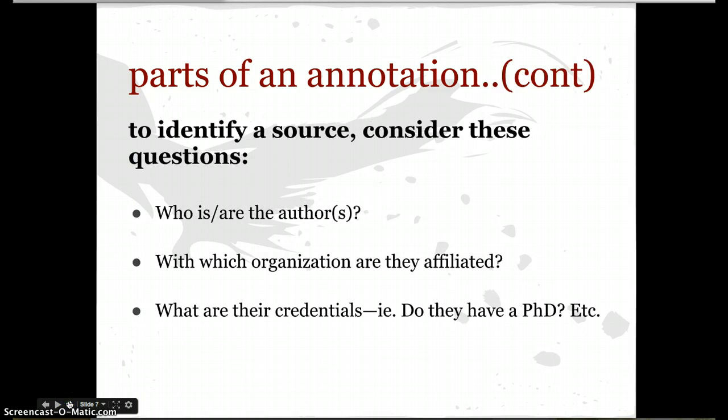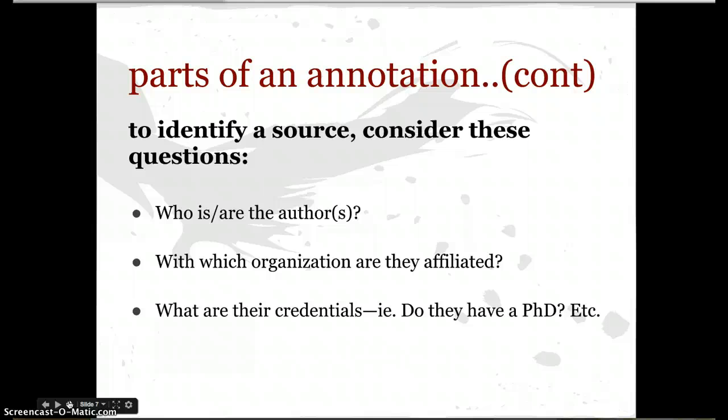The second part of an annotation is to identify. And to identify a source, you just say, who are the authors? Not just list their names, but think of where did they come from? With what organization are they affiliated? What are their credentials? Do they have a PhD? Have they been a writer for the New York Times? Or is it little Susie in her basement writing a cool article about why people should wear bicycle helmets?